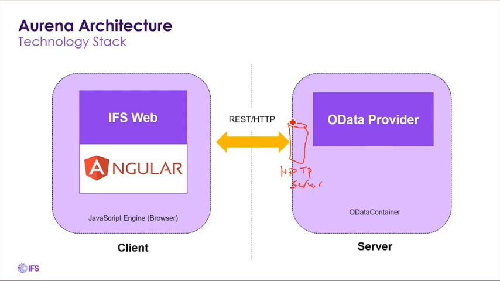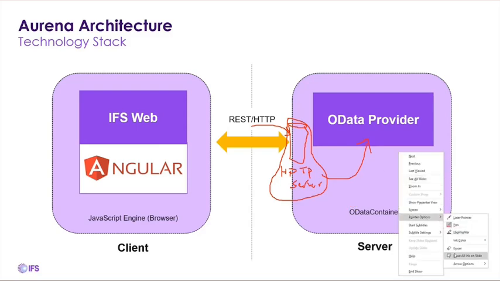This is also running inside an additional container known as IFS proxy. So it will receive the request. It will have a look at this request and determine what is the container that needs to serve this request. So if it is something coming from the Arena client, most of the times it will end up in the OData provider container. Right? So that's some additional information.